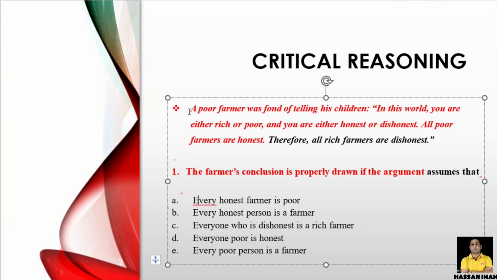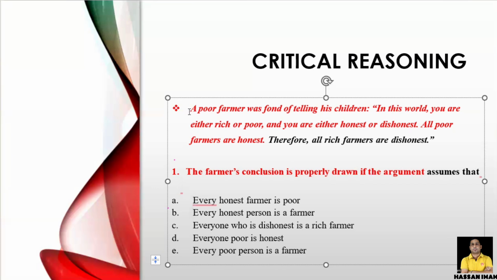Every honest farmer is poor. This is the particular point of view the author has, and the same we are looking for in the question. However, I'm not going to pick the answer. After reading all choices, we will come to the answer point of view.